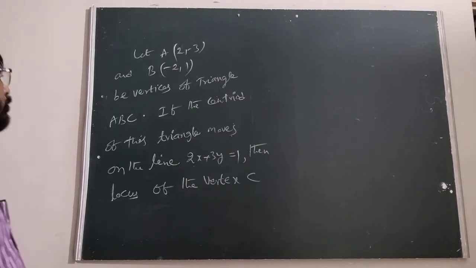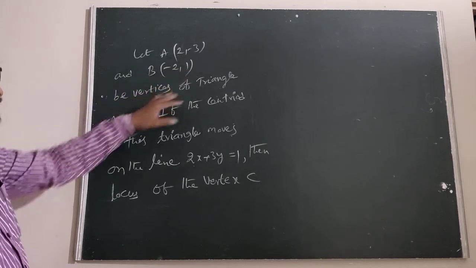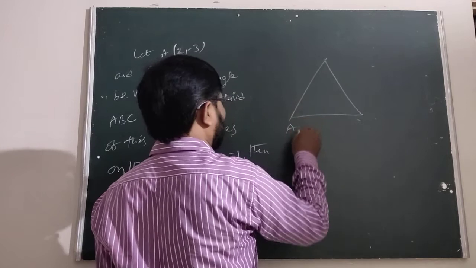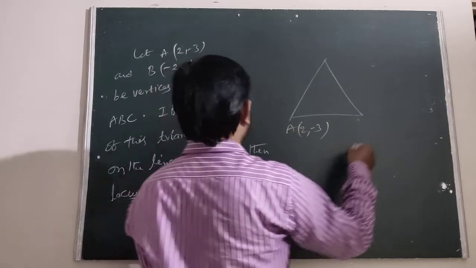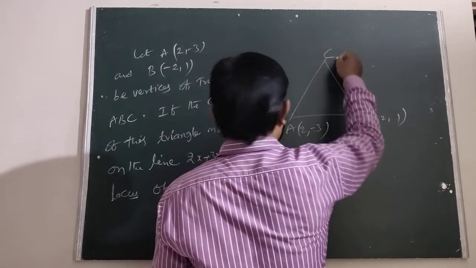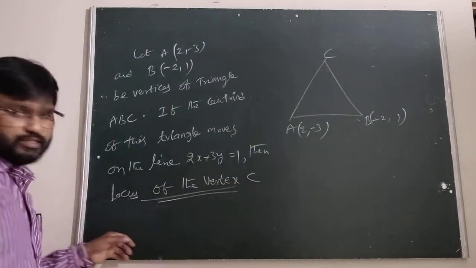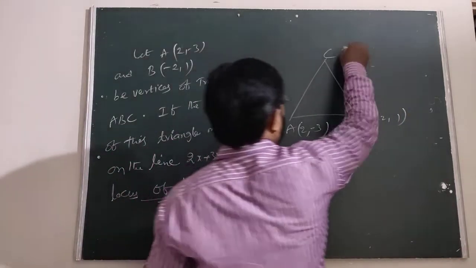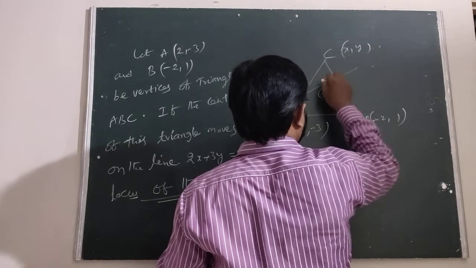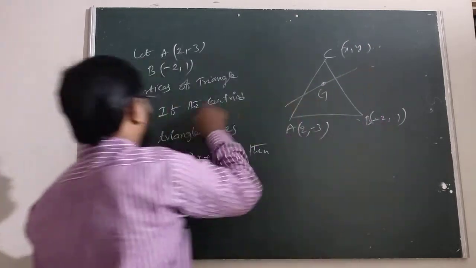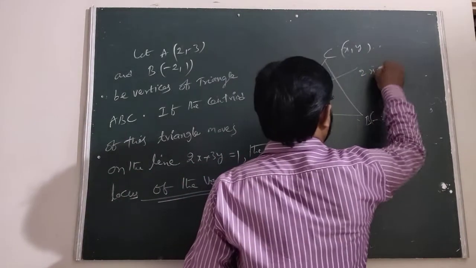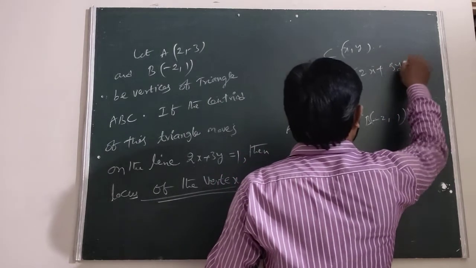Let A (2, minus 3) and B (minus 2, 1) be the vertices of the triangle. Therefore here A is (2, minus 3) and B is (minus 2, 1), and C is the third vertex, and we need its locus. We take the locus of the third vertex as (x, y). The centroid G moves on the line. If the centroid of this triangle moves on the line 2x plus 3y equal to P.